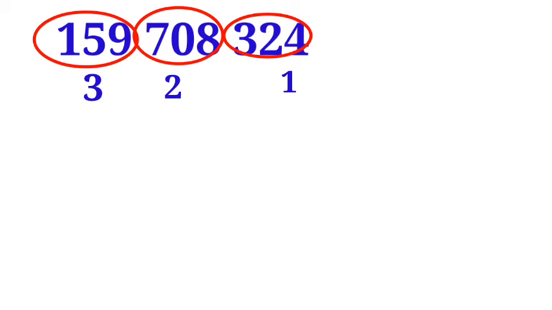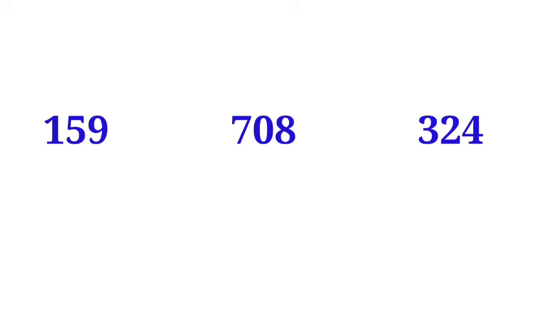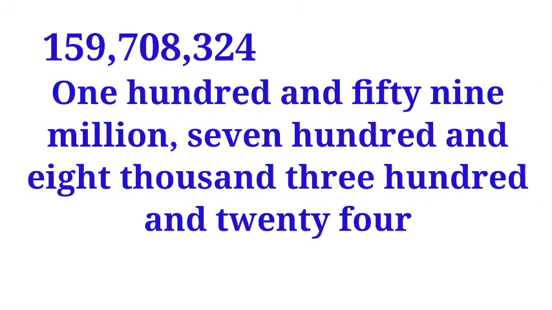The next one is 9 digits. Let's group it from the right. You notice here that you have 3 groups of 3. When you space them out, you have 159, 708, 324. Let's bring them together as a single number with a space or a comma in between them. And let's read them. 159,708,324. That is for 9 digits and it's million.